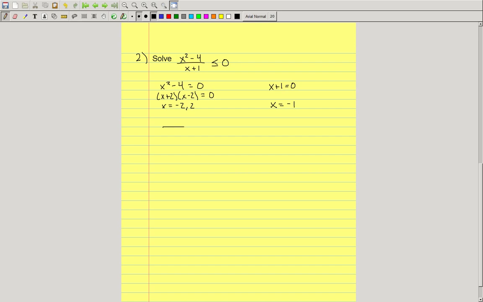Next up, we draw our number line large enough to make sure that we have room for everything. We're going to put a point here for negative 2. We're going to put an open circle for negative 1 because it came from the denominator. And then over here, we're going to put a filled-in circle for positive 2. Our intervals for this problem are negative infinity to negative 2, negative 2 to negative 1, negative 1 to positive 2, and positive 2 to infinity.